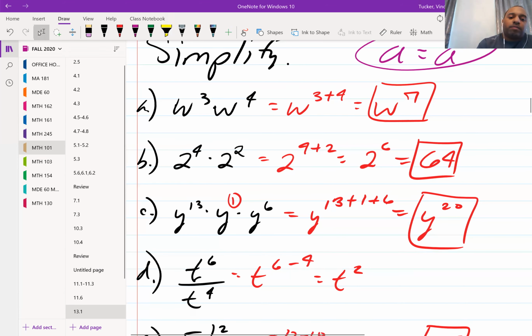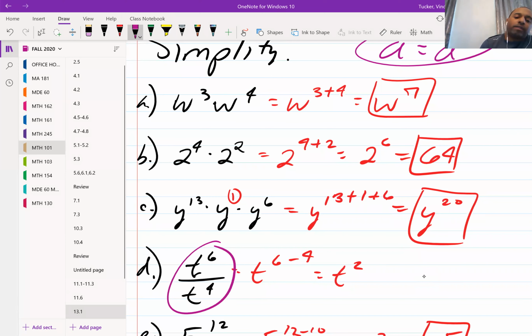All right. D, we have t to the 6th over t to the 4th. Division means you're going to subtract your exponents. So that's why we do 6 minus 4, and that'll be t squared.